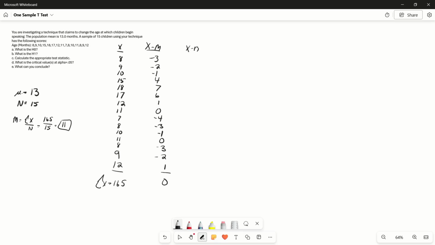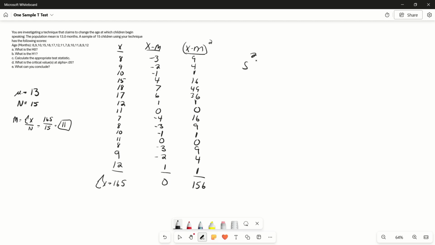And now we're going to square these deviation scores. And we're just finding the variance again. So that variance problem from exam 1 is showing up again. 9, 4, 1, 16, 49, 36, 1, 0, 16, 9, 1, 0, 9, 4, 1. This adds up to 156. So these are the sum of the square deviations, otherwise known as the sum of squares.